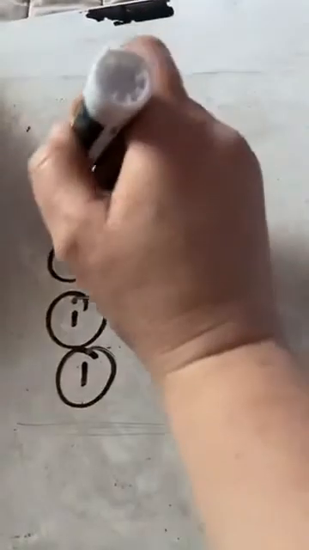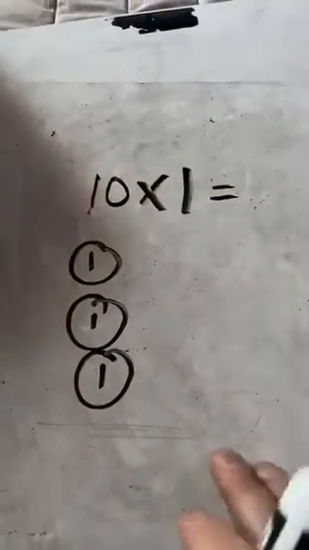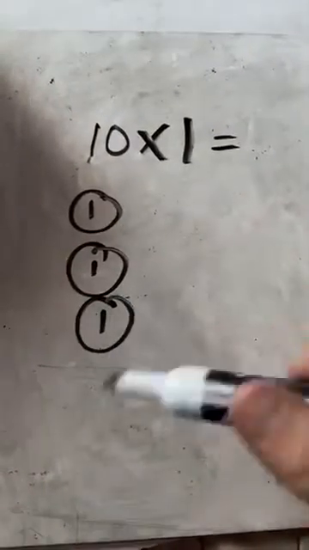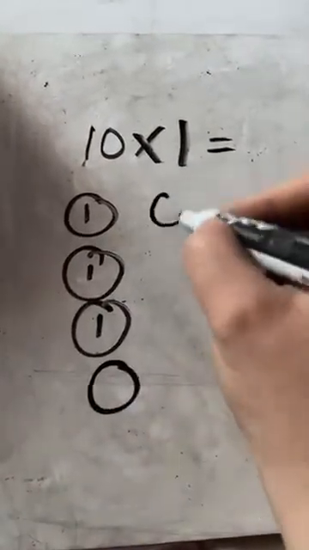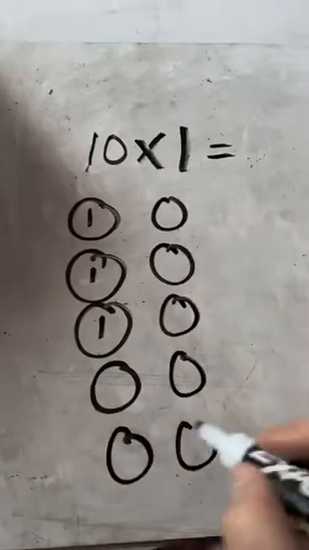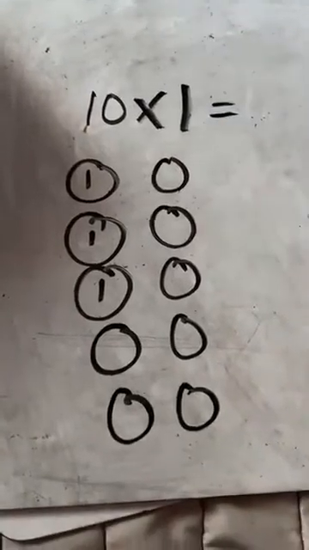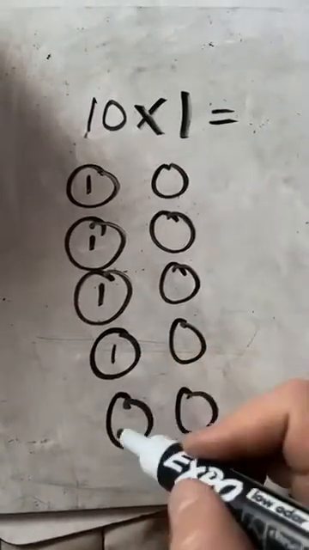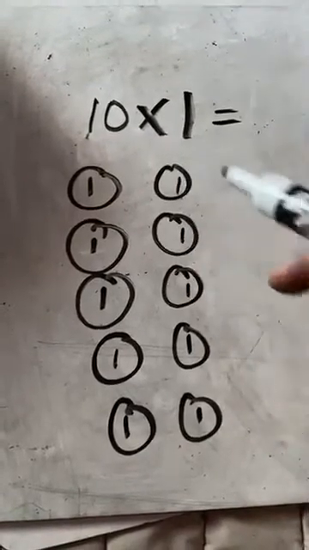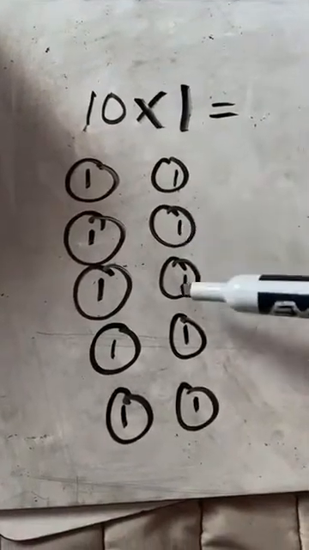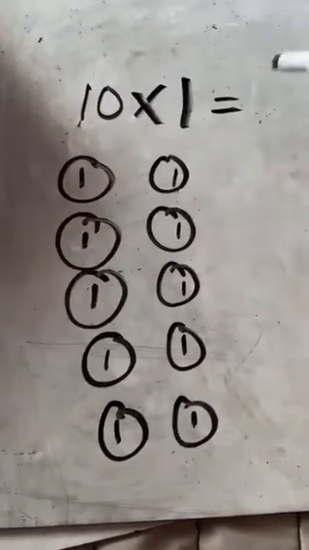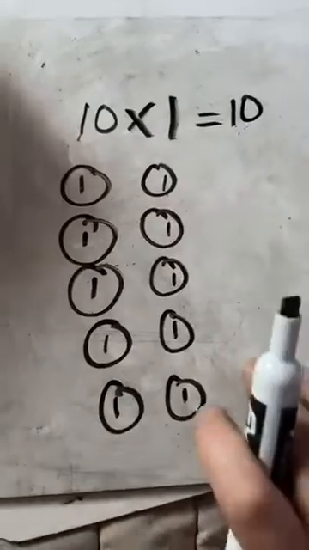You're right. Now what happens if I change this number to a 10? Let's change this number to a 10. 10 times 1. So how many groups do I need to have? You're right. I need to have 10 groups. 1, 2, 3, 4, 5, 6, 7, 8, 9, 10. And how many do I need to have in each group? You're right, I need to have 1 in each group, so I'm going to put that 1 in there. And then I can count them up. 1, 2, 3, 4, 5, 6, 7, 8, 9, and 10. So there's my 10 there.